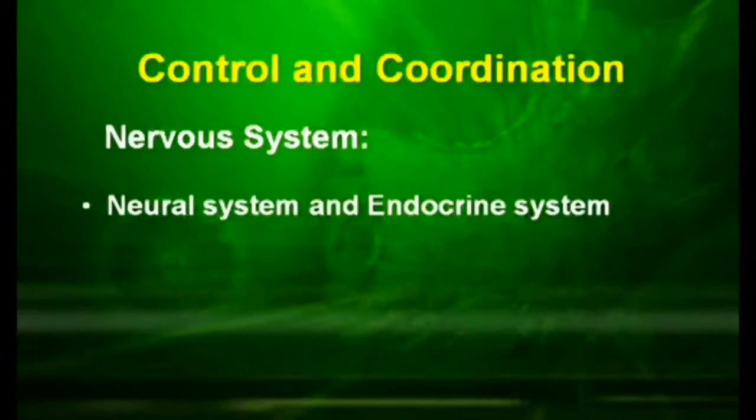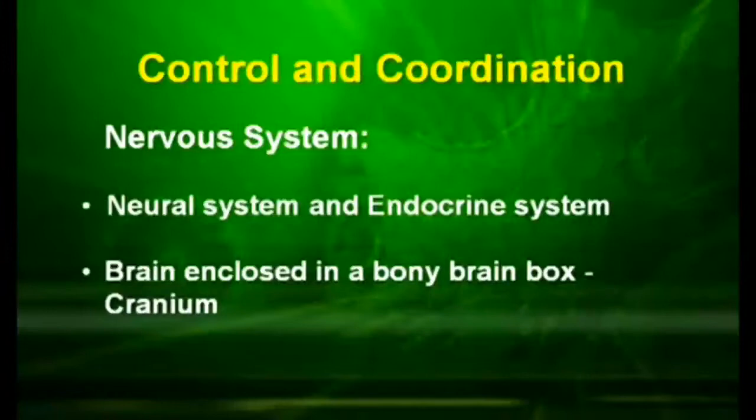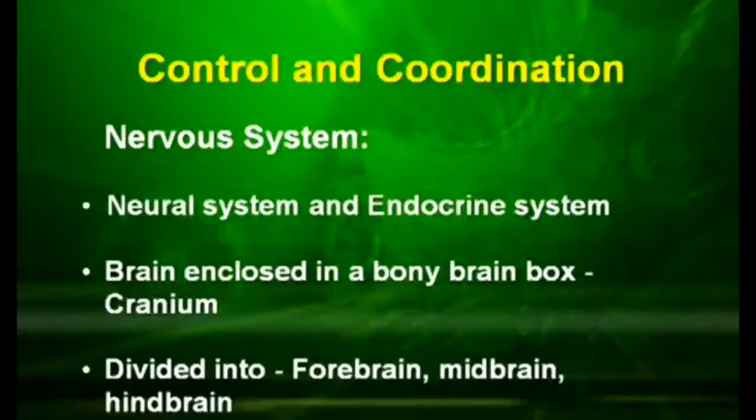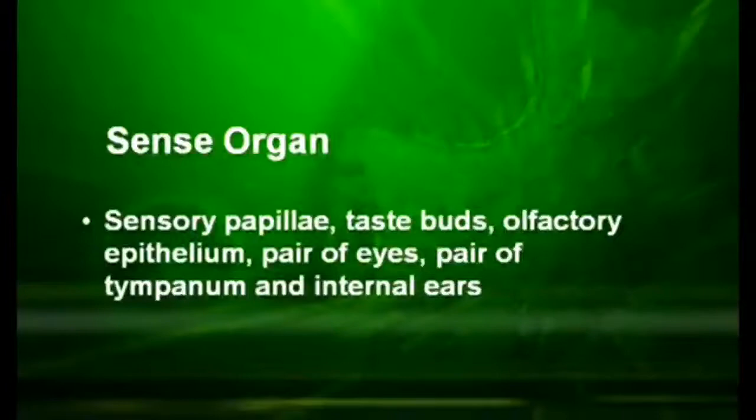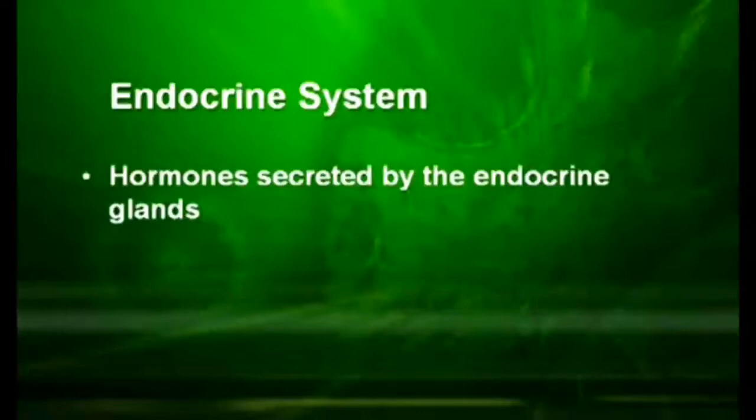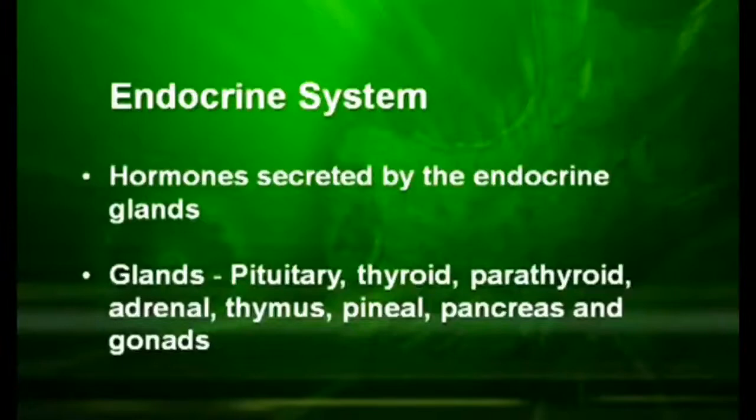The brain is enclosed in a brain box, which is called the cranium, and is divided into forebrain, midbrain, and hindbrain. The medulla oblongata continues into spinal cord, which is enclosed in the vertebral column. The sense organs are the sensory papilla, the taste buds, the olfactory epithelium, pair of eyes, pair of tympanum, and the internal ears. The endocrine system includes the hormones which are secreted by the endocrine glands. These are the pituitary, thyroid, parathyroid, adrenal, thymus, pineal, pancreas, and gonads.